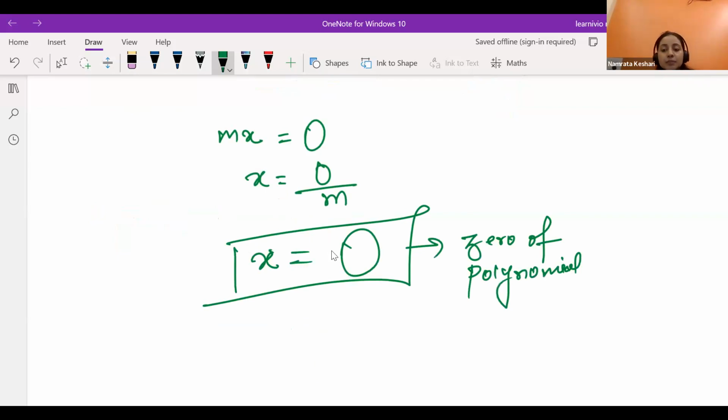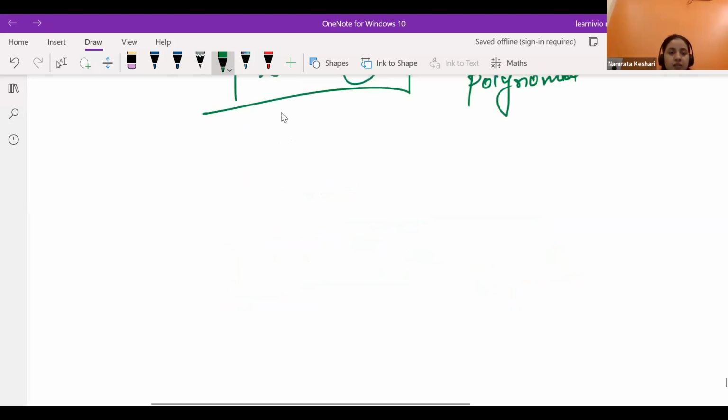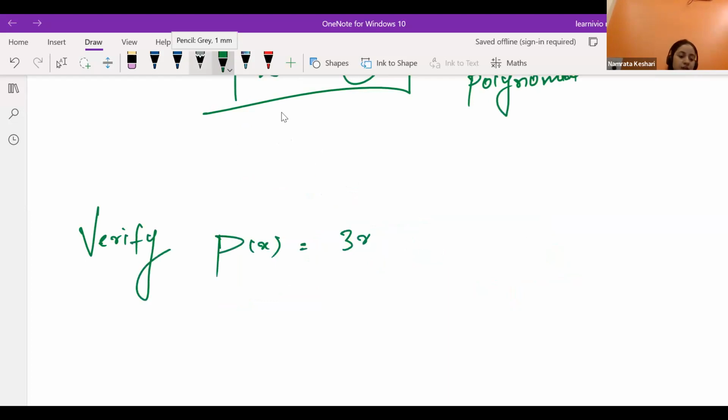Now let me know, so far any confusion to anyone? No, ma'am. Now the question will also be like this, that verify polynomial is px is equals to 3x square minus 1. Verify. Let me write the instruction properly.